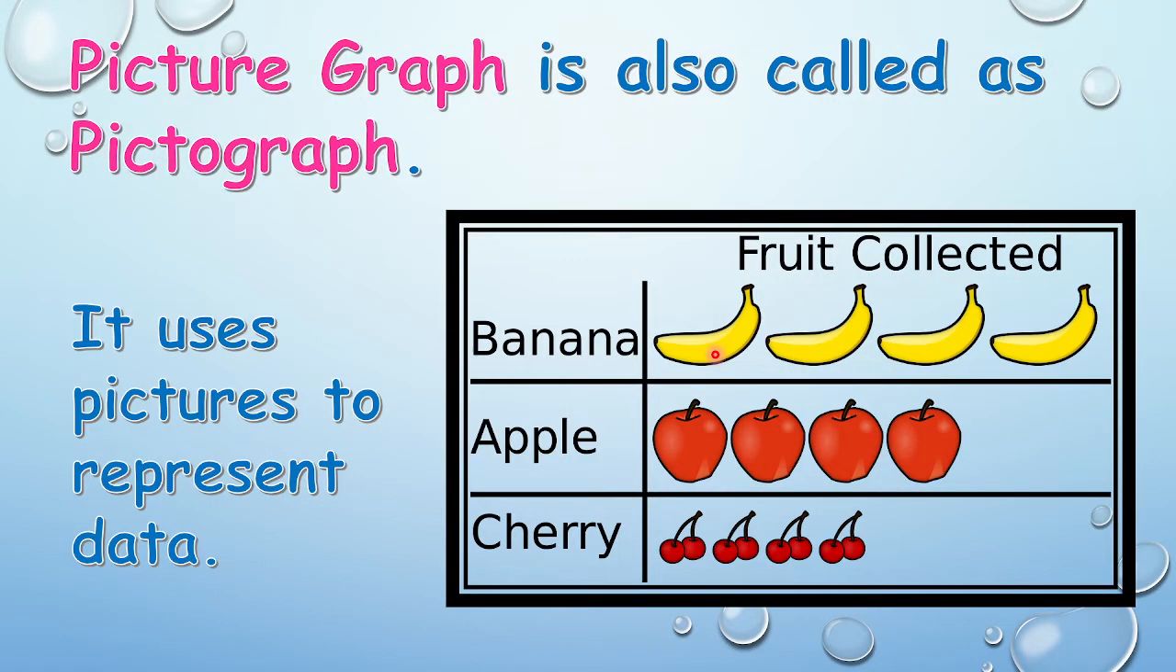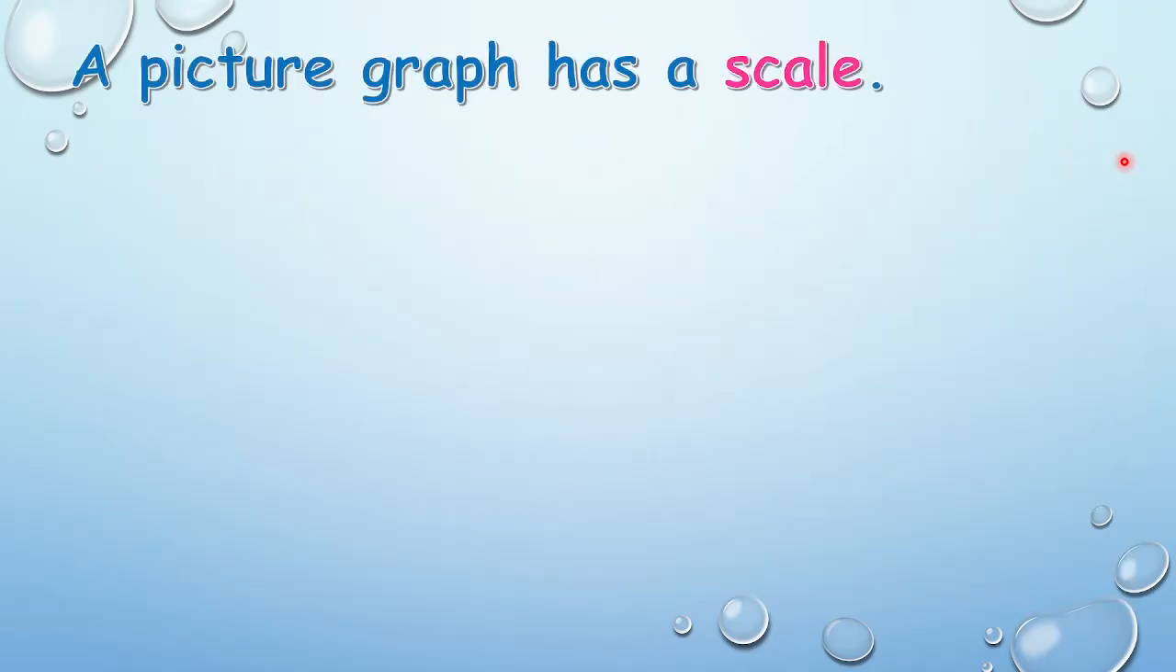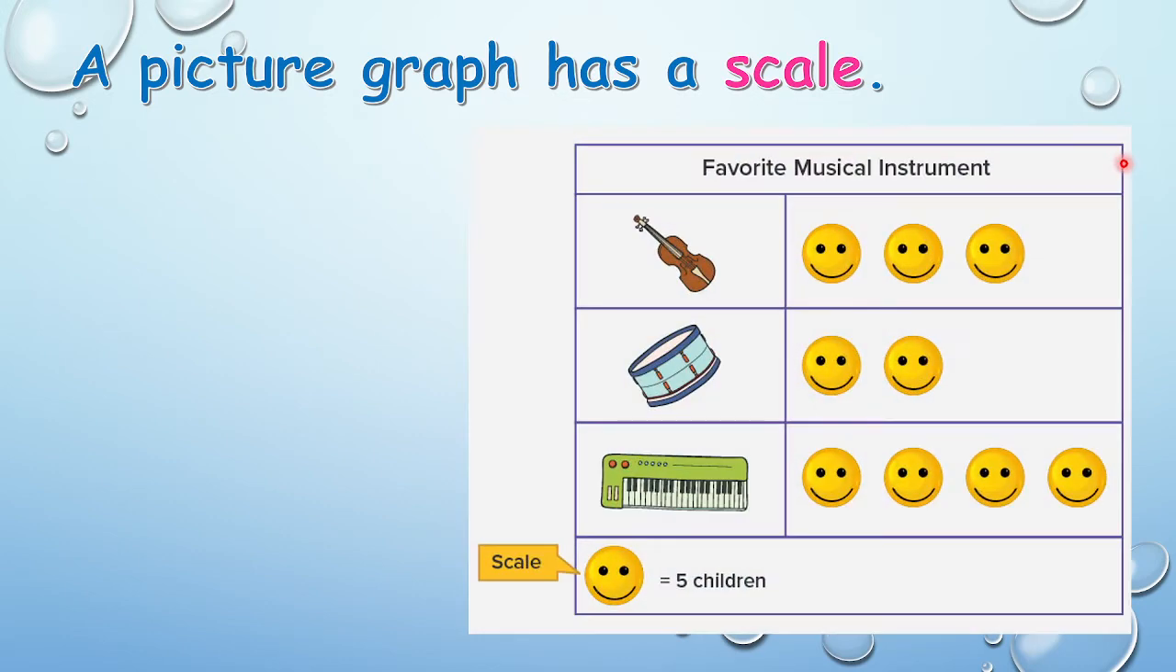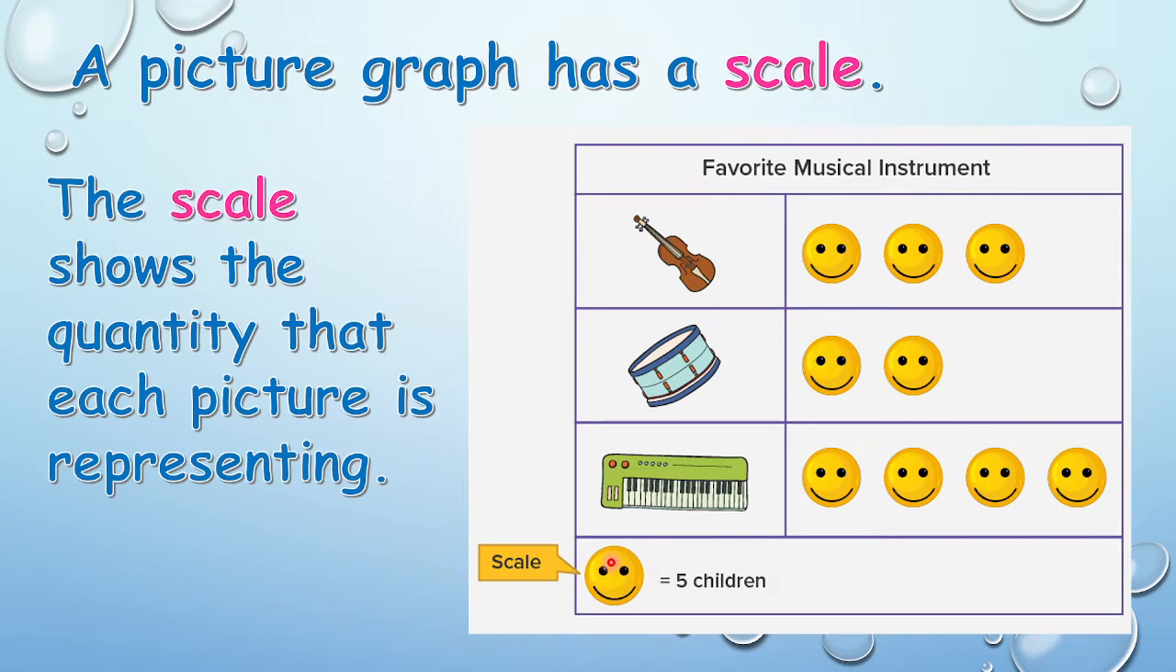Now, this one is called a picture graph. You will see pictures on a picture graph. A picture graph has a scale. Okay, this one is called the scale. You will see in the scale how many children, how many objects, how many fruits, how many candies, how many girls, one picture represents. The scale shows the quantity that each picture is representing.